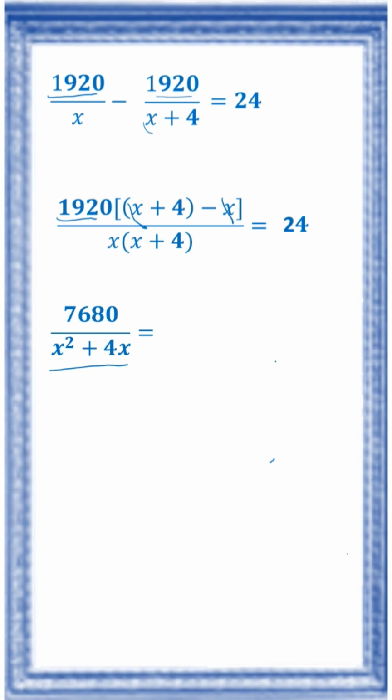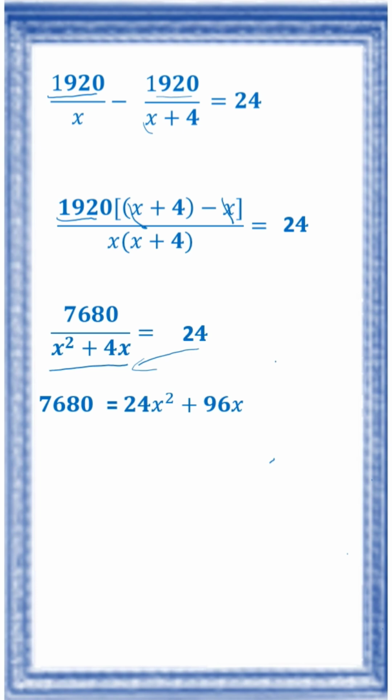Here 1920 into 4 is 7680. That is equal to 24. Now cross multiply. Now we got 7680 is equal to 24x square plus 24 into 4, 96x.